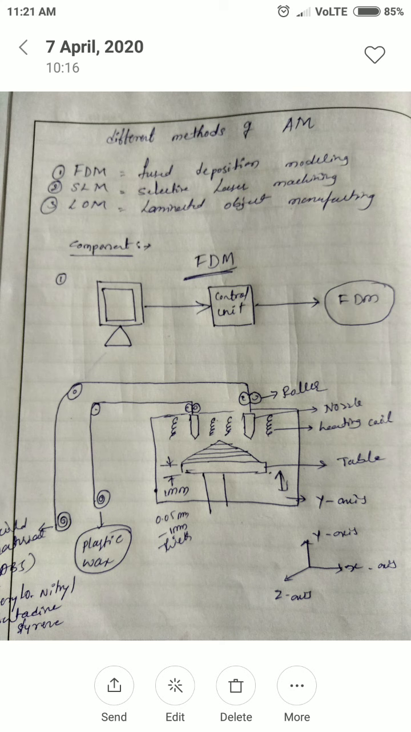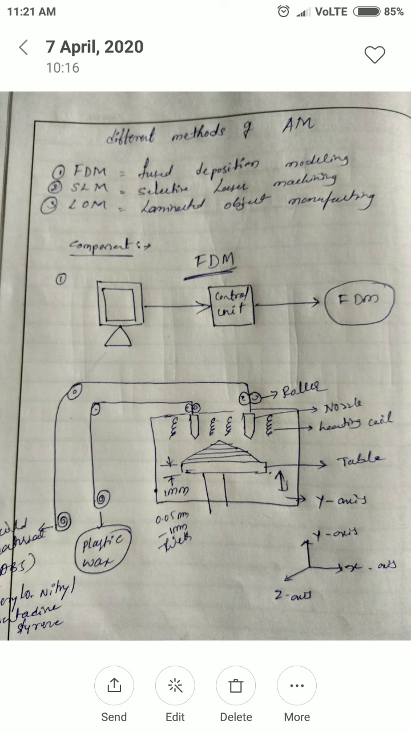This second class covers whatever we already discussed in the first model in the offline classes, but anyway, we are starting from the beginning because many of them are not attending. For them at least we have to start again from the beginning. Today I came with a very interesting topic, that is different methods of additive manufacturing.